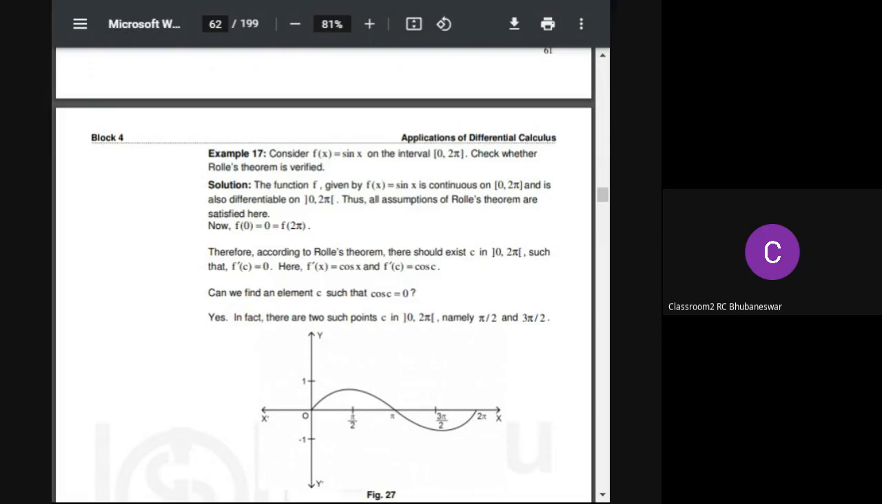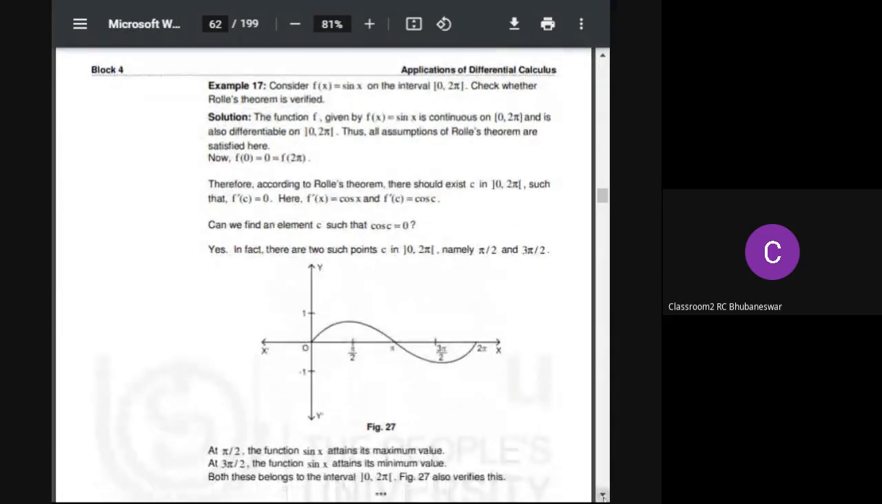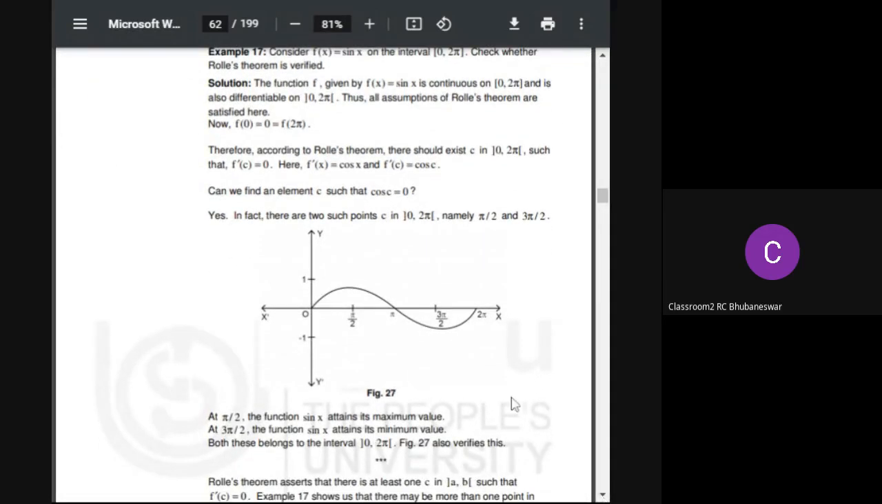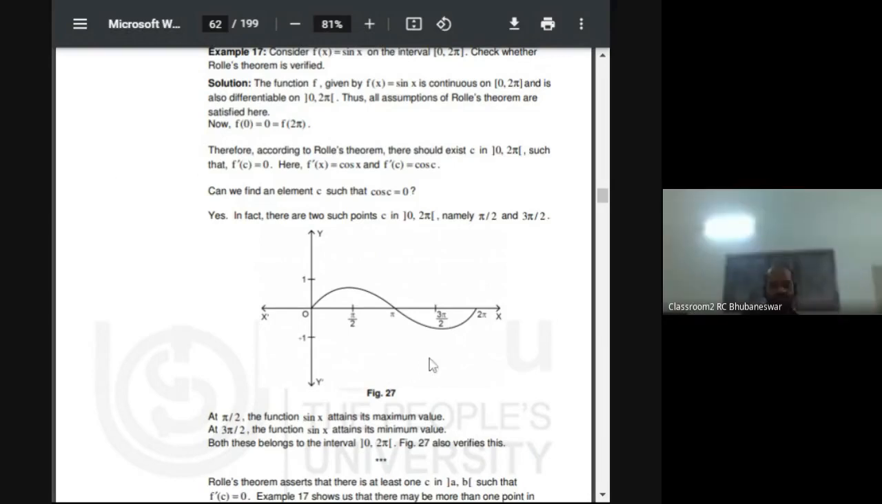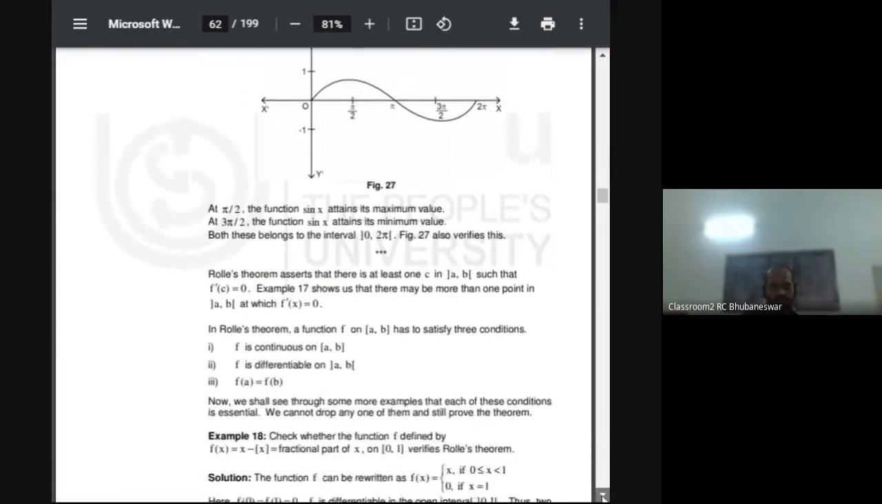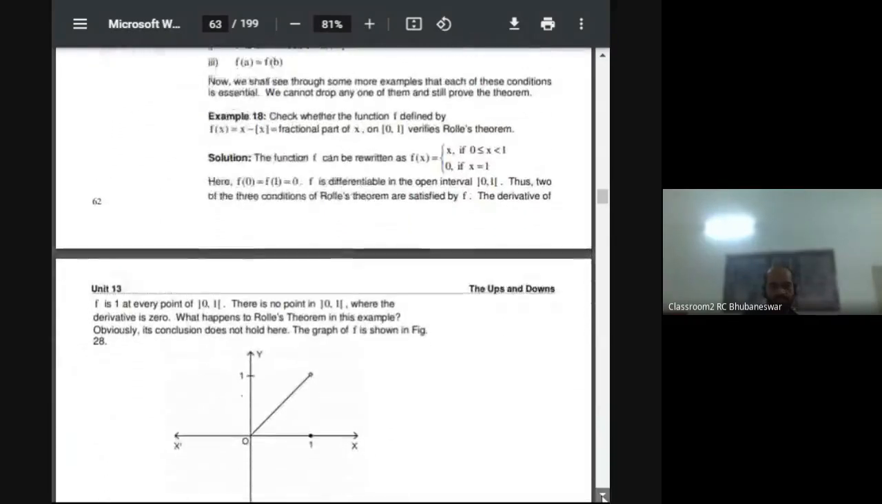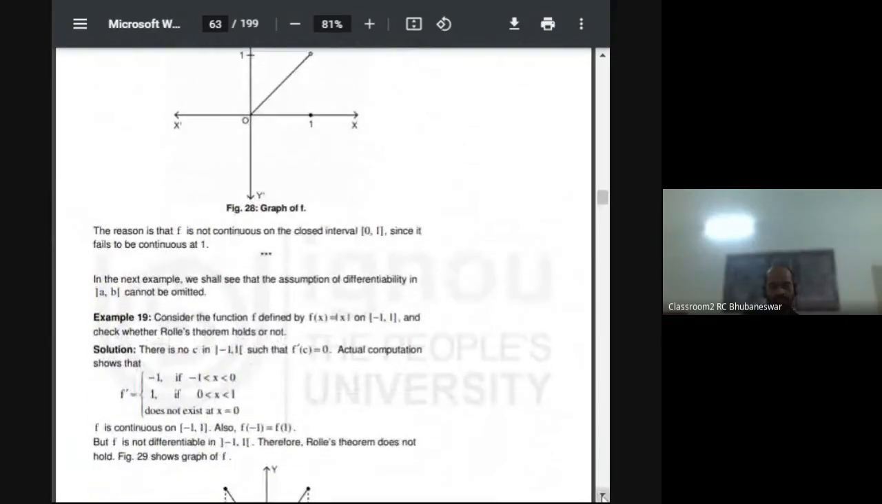So clearly you can see that these two values, pi by 2 and 3 pi by 2, must lie inside the interval 0 to 2 pi, and the derivative will clearly be 0. That means it satisfies the conditions of Rolle's theorem.